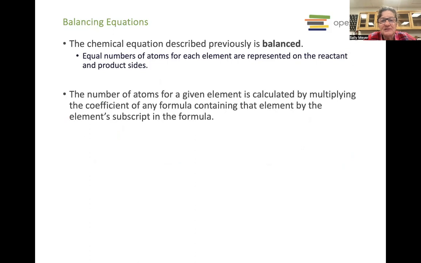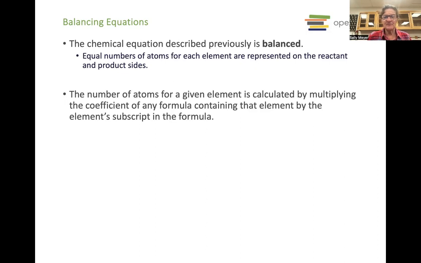So when you balance a chemical equation, equal number of atoms for each element are represented on the reactant and product side. So I've already mentioned that we're not changing carbon into a different element. We're simply changing what carbon is interacting with. So on the left-hand side with hydrogen, on the right-hand side, oxygen. So it's balanced when you have equal carbon, oxygen, and hydrogen for this particular reaction.